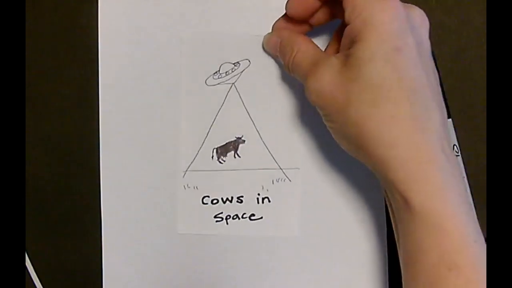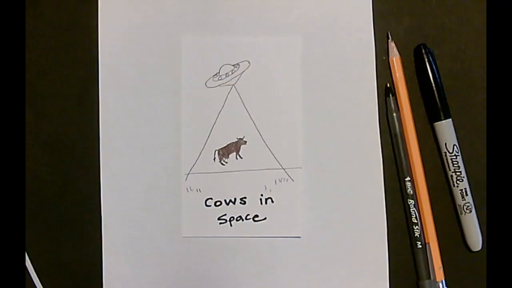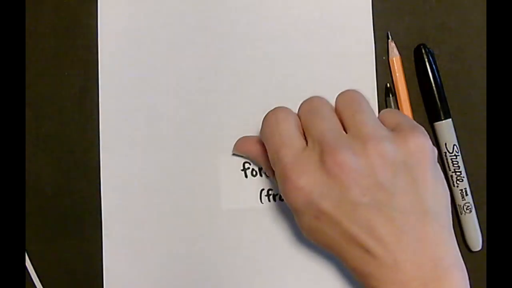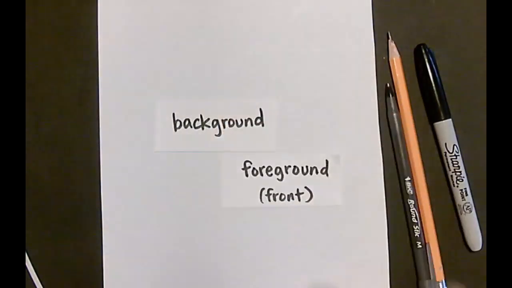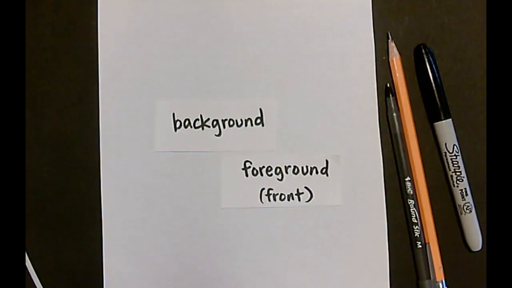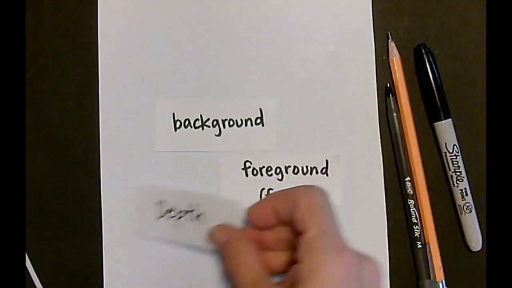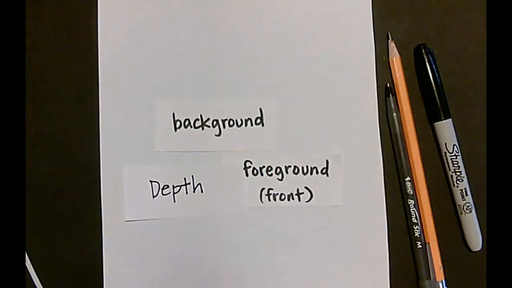Okay, so this is another video that I created as part of a bunch of videos called Cows in Space. And this one's interesting because it uses the foreground and the background in a way that you might not think about using those things. And we combine those two to create this word right here called depth.